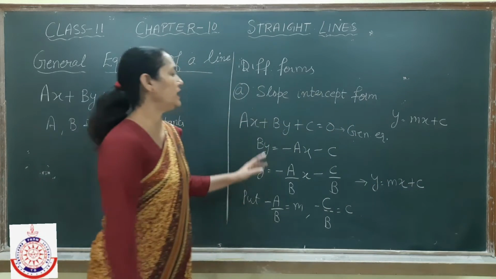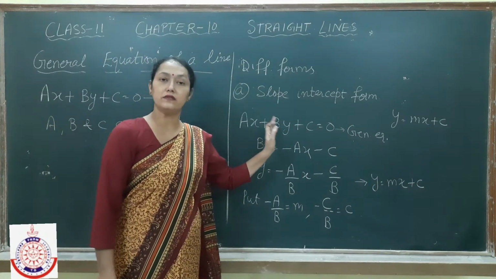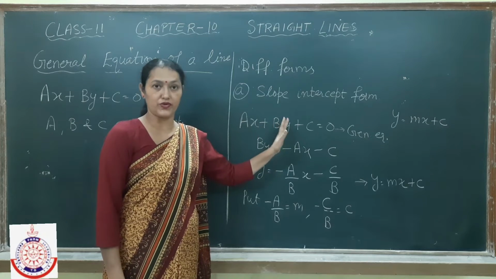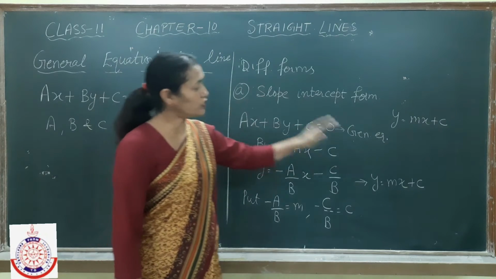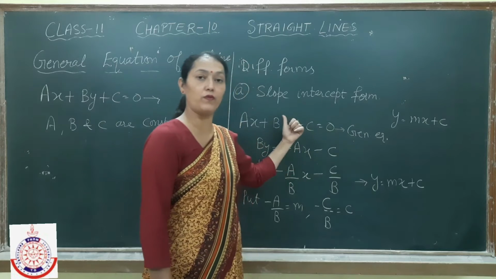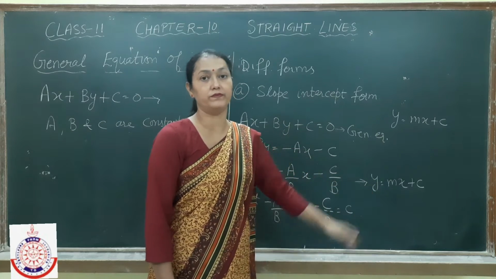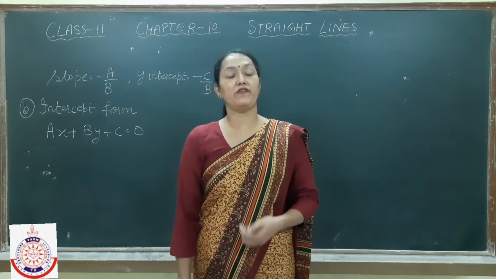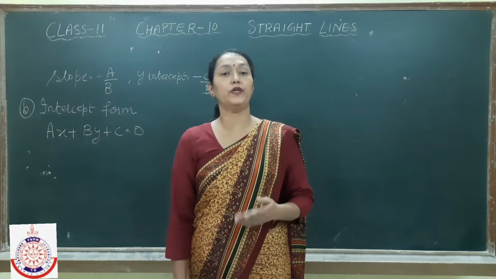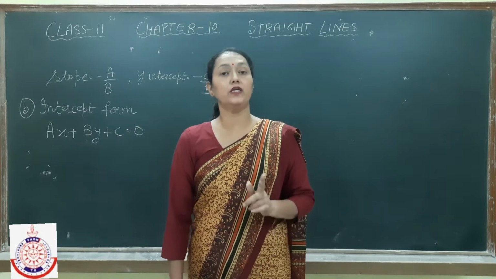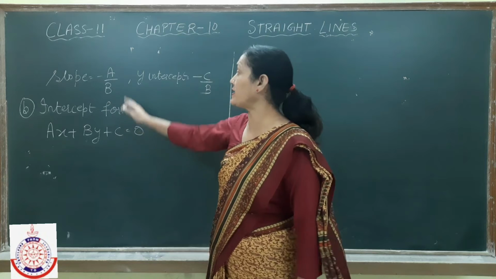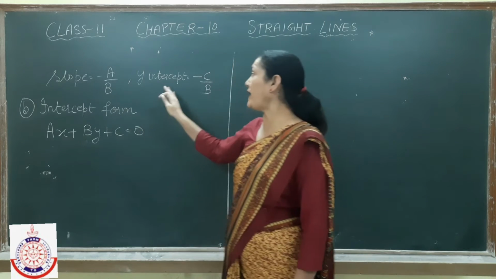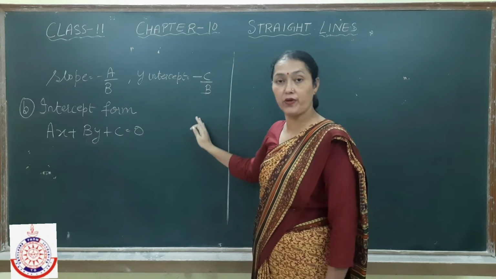So what we have done, we have converted general equation of the straight line into slope-intercept form, general form to slope-intercept form. So we understood that when we have converted general form into slope-intercept form, the value of slope comes out to be minus a upon b and value of y-intercept comes out to be minus c upon b.